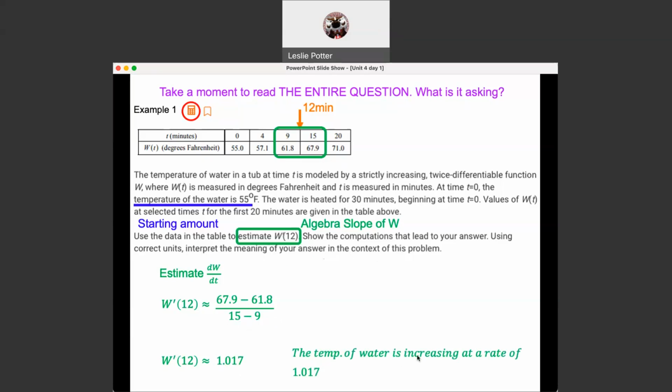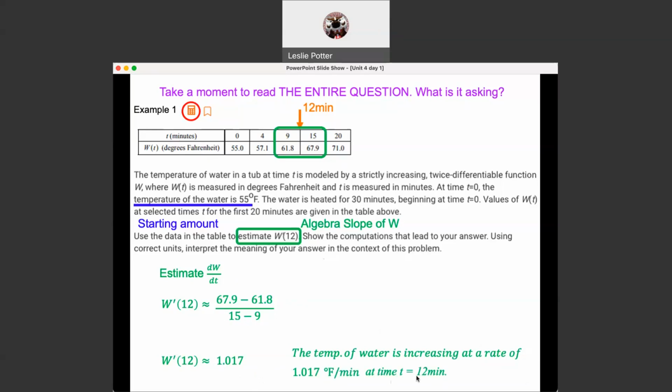Okay, so the temperature of the water is increasing at a rate of 1.017, and now they need to see the units here. So we grab these units. We have Fahrenheit over minutes. That's exactly what we calculated here. Fahrenheit over minutes, so degrees Fahrenheit per minute. And this would be giving the meaning of the answer in terms of the context of the problem.